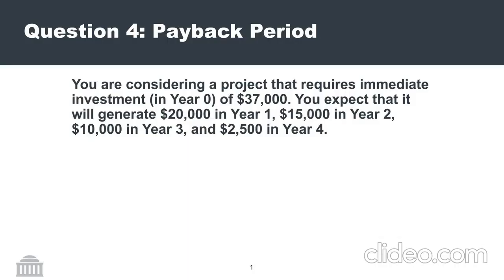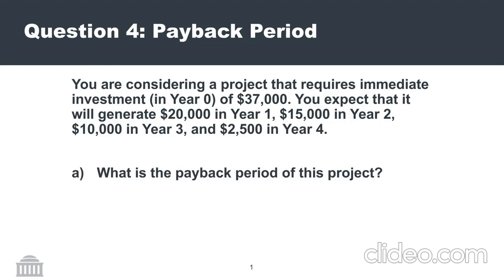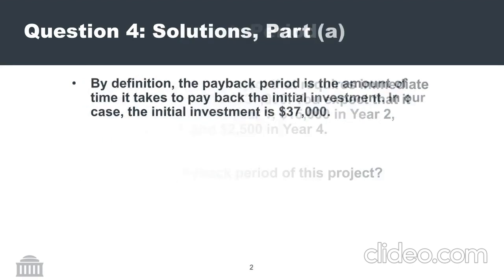You're considering a project that requires immediate investment in year 0 of $37,000. You expect that it will generate $20,000 in year 1, $15,000 in year 2, $10,000 in year 3, and $2,500 in year 4. The first question asks, what is the payback period of this project? Well, let's solve this question.